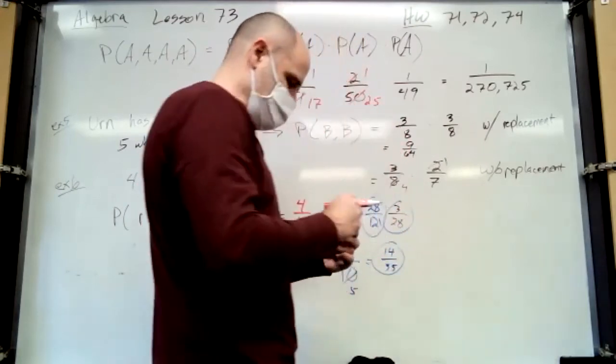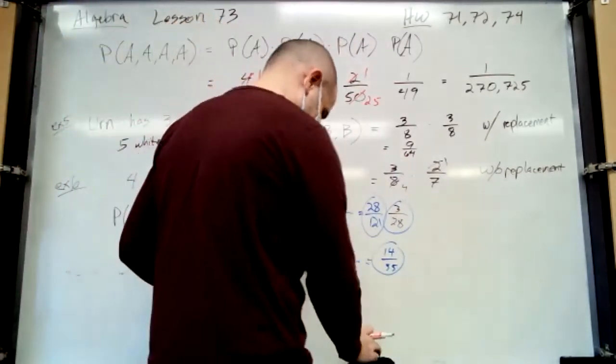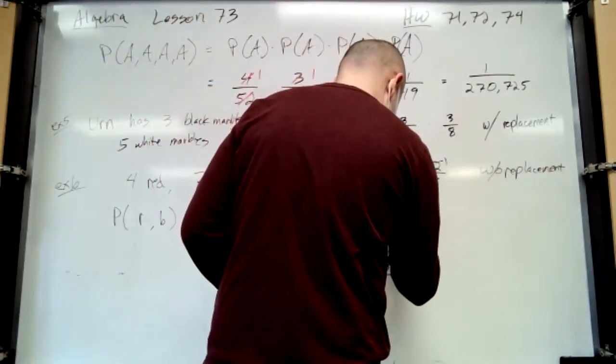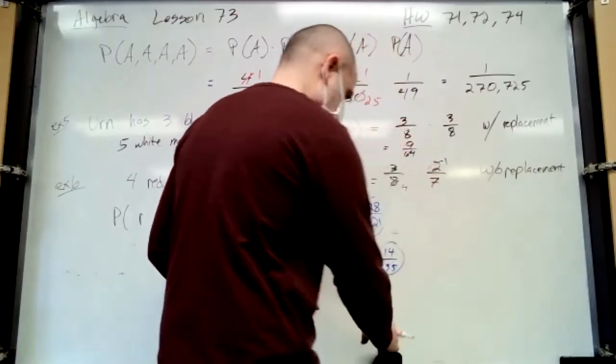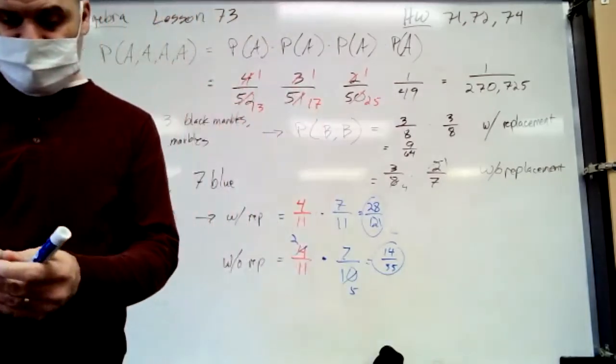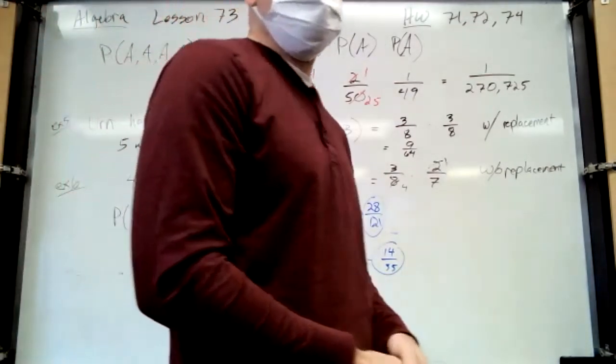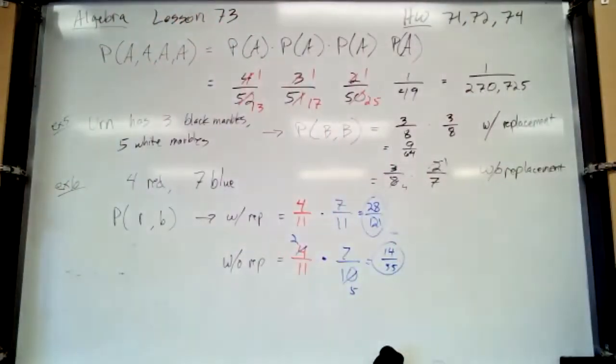Don't forget to reduce. Oops, that's not the answer. That was another problem. Okay, don't forget to reduce your probabilities. They are fractions. Don't judge them just because they're probabilities. They're still fractions, so reduce them if they can be reduced. Okay?